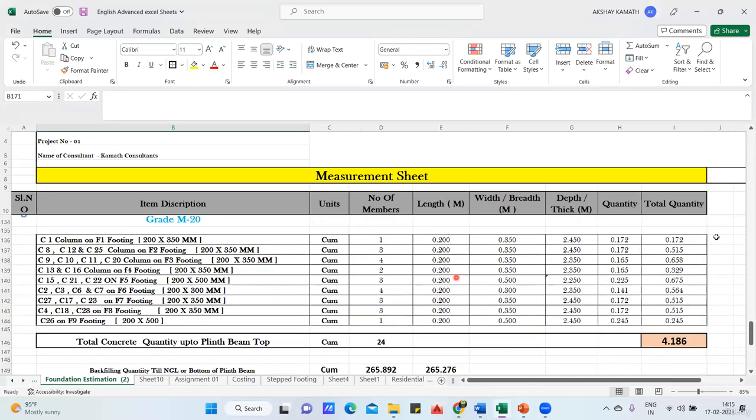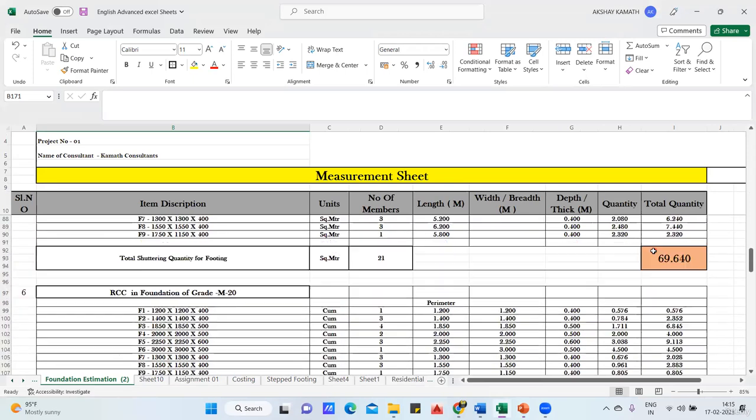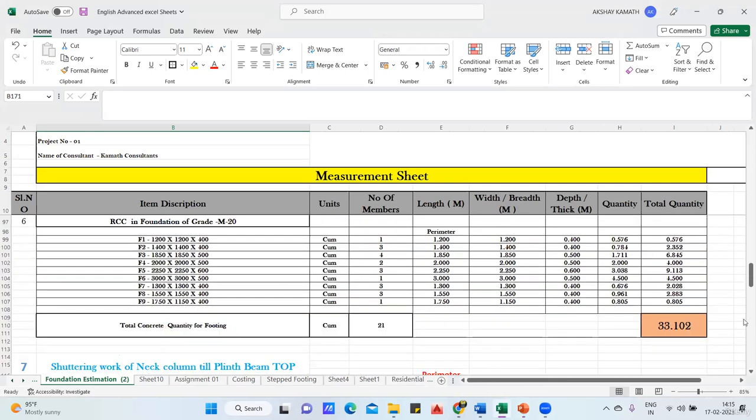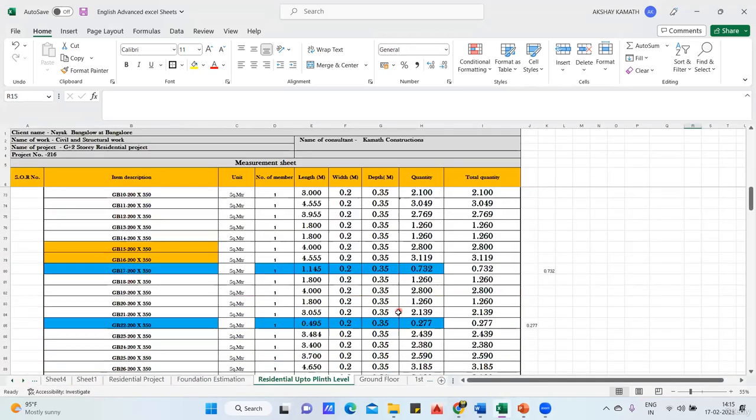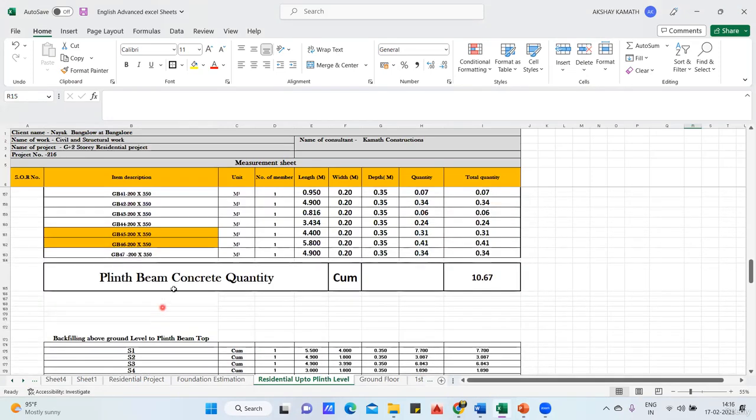For example, if I go back to my foundation part, here we have found out that in this particular foundation I require 33 cubic meter of concrete. In the same way, up to the plinth level, in the beam I require this much amount of concrete. This is my beam. Total beam concrete quantity is 10.67 cubic meter.